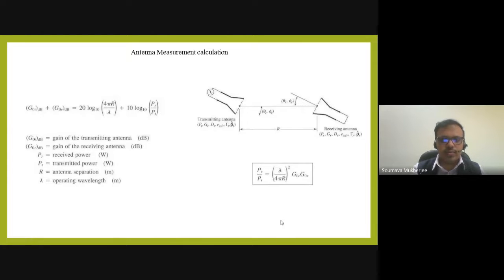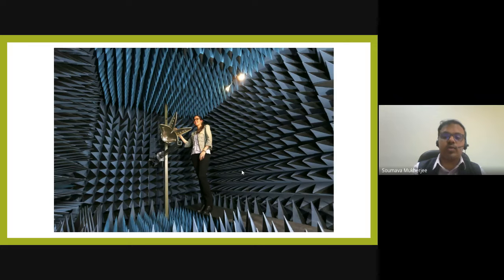Okay, so this calculation is just coming from the Friis formula. You know G0T, you know R, you know lambda, you have recorded PR and PT, you can calculate G0R. That's it. That's very straightforward. So how does it actually look? It will look like this.